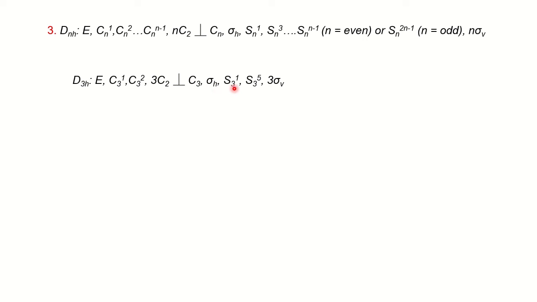Sigma h, S3^1, S3^5, right? So yes, this rule of Sn^(n-1), Sn^(2n-1) is applicable only for S, not for C, right? So we are having Cn^(n-1), n is 3, 3 minus 1 is 2, so therefore we are having C3^2 here. And S3^1 you are having, S3^5 you are having here, because S3^3 will be identity, right? And 3 sigma v. So this is the point group for the S3 axis.